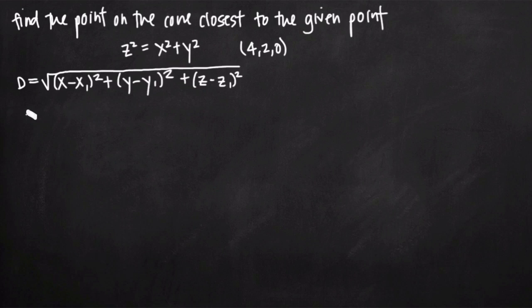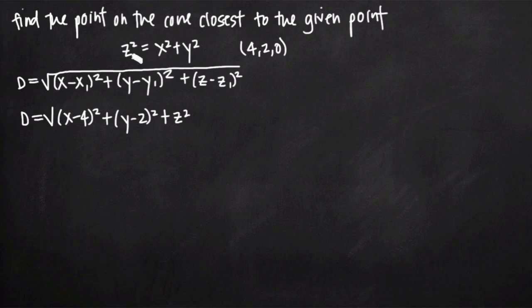First, we're going to plug in 4, 2, 0, and we're going to get d is equal to square root. Here we're going to get x minus 4 squared. So we'll just say x minus 4 squared plus y minus 2 squared when we plug in the y value from the coordinate point, plus z minus 0 squared, which is essentially just plus z squared.